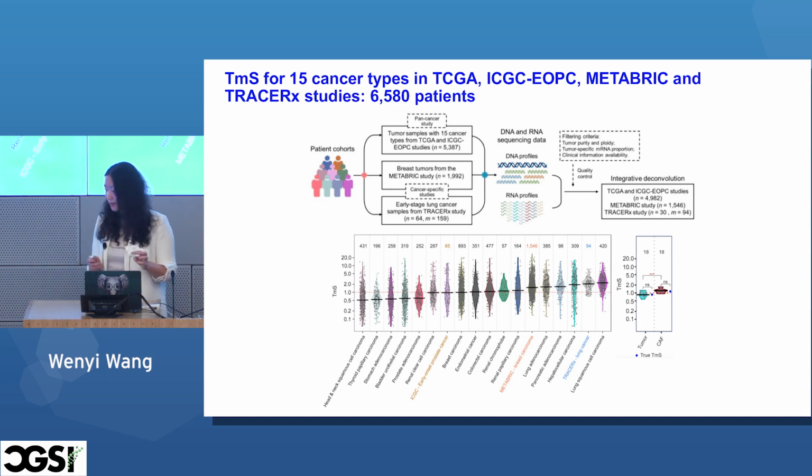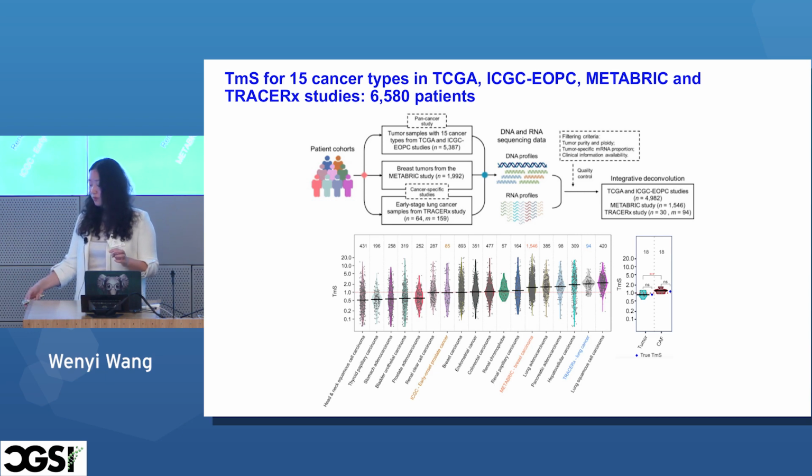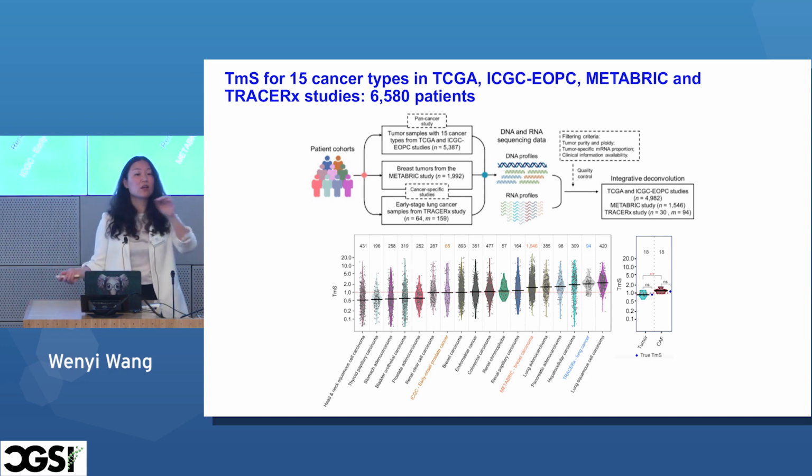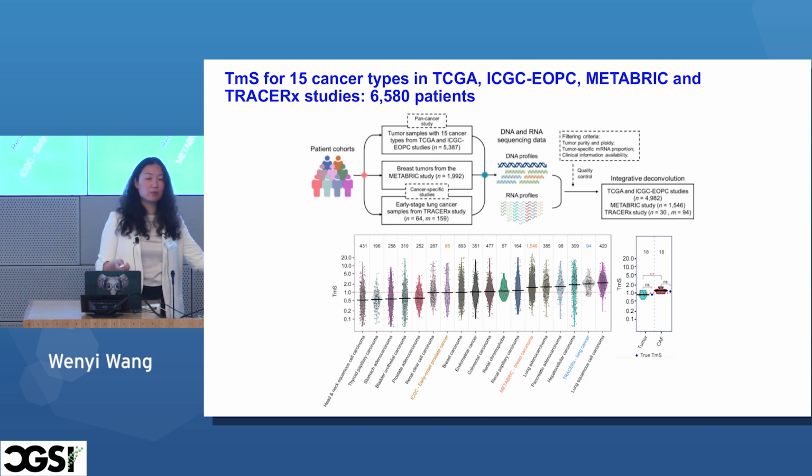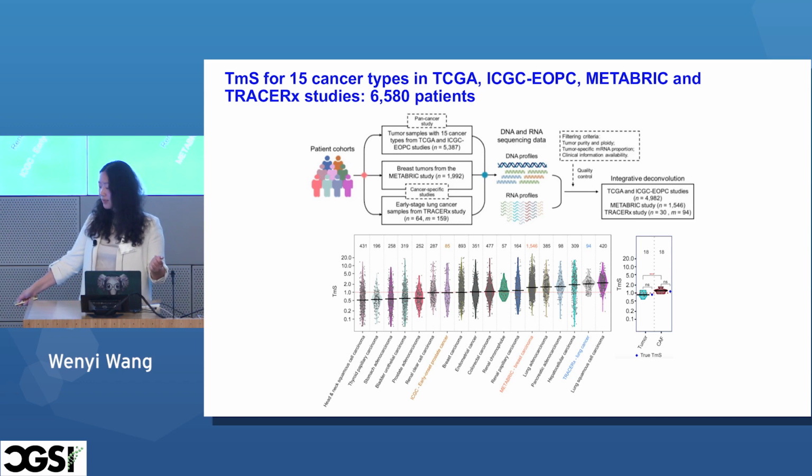MetaBreast, and TracerX studies. And here is a landscape distribution of TMS. And we also further did a benchmarking study where we mixed the cell lines and have the true TMS values and are able to evaluate the uncertainty in the TMS estimation. So what you see first is that the variation across patients is much larger than the variation we would observe when there's one true TMS value. And second is that the ranking of the TMS is meaningful in that more indolent cancer types tend to present low TMS values and more aggressive cancer types present higher TMS values.